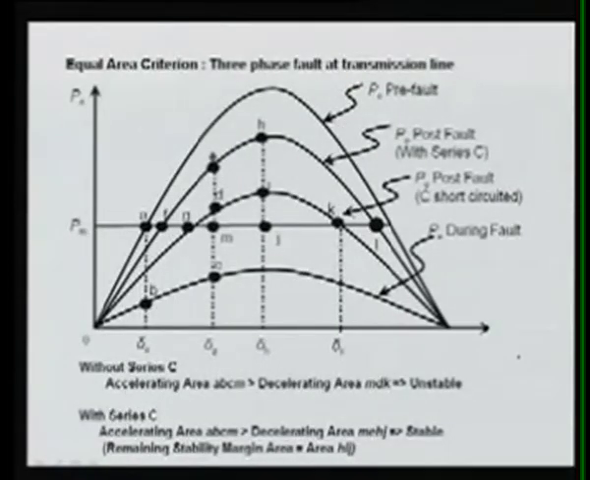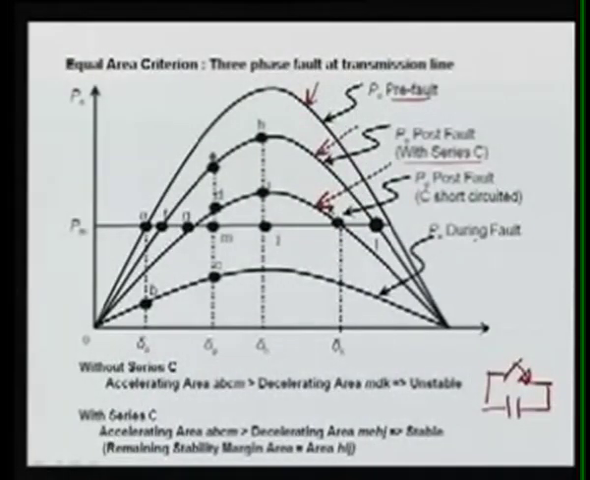To understand this, with C and without C, you can see this is your pre-fault curve, the outer curve. Your post-fault curves, here we have two: post fault with your series capacitor, and post fault with the C short circuited, meaning without capacitor. Your capacitor is here. You can have some switch here, you can short it by closing, or you can open, then it will be inserted into the circuit. And this is your during-fault condition.